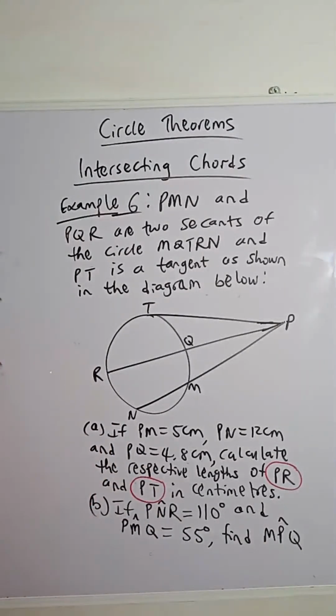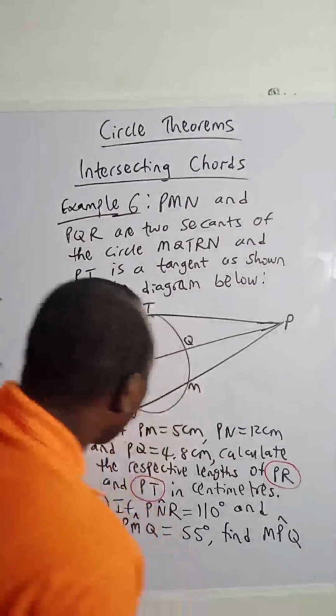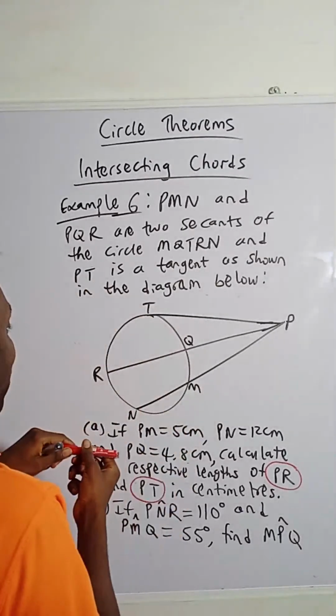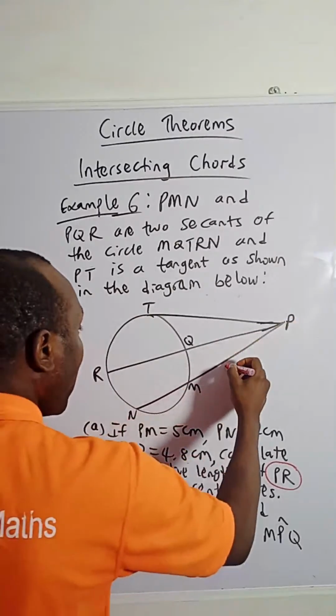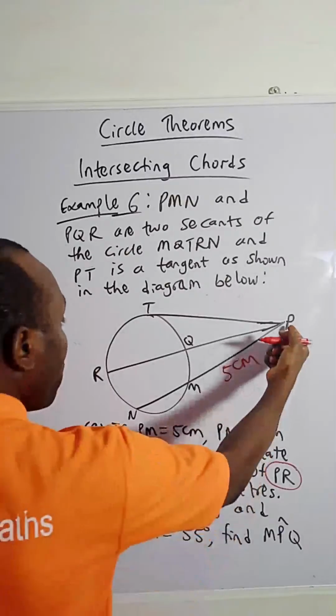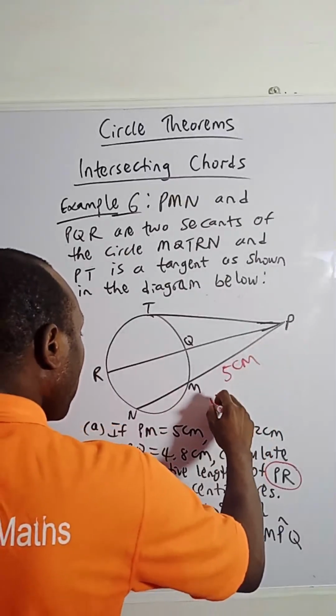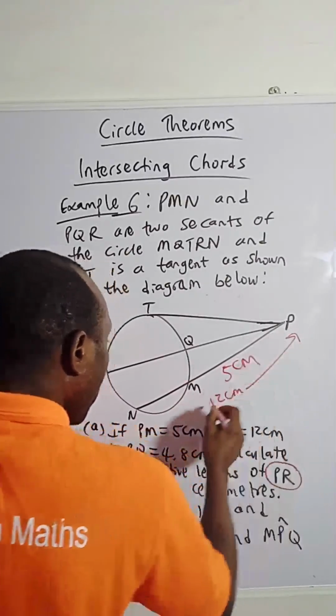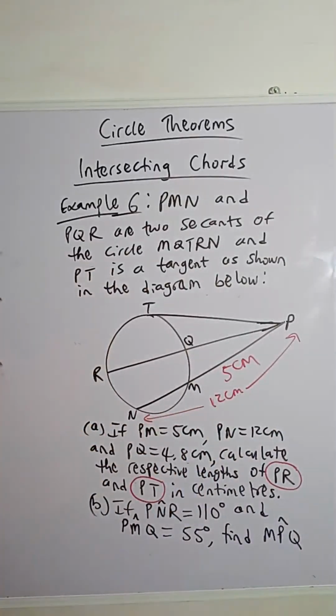How do you get PR? So what I will do, let us write all this. They say PM is 5. So from P to M, PM is 5 centimeters. PN is 12. From P to N is 12 centimeters. So from here to here is 12 centimeters.